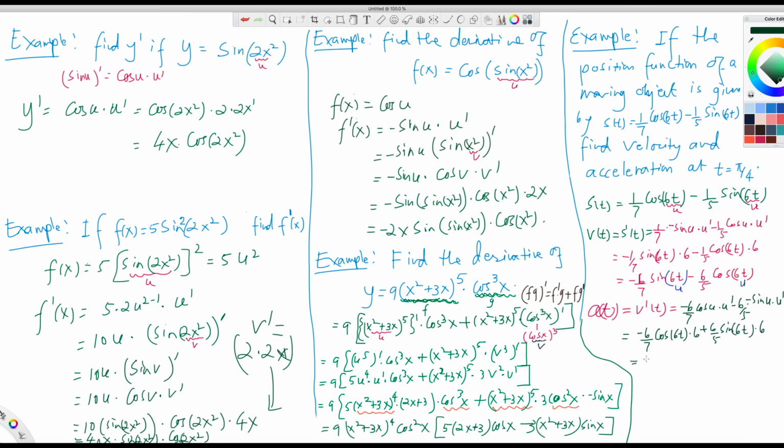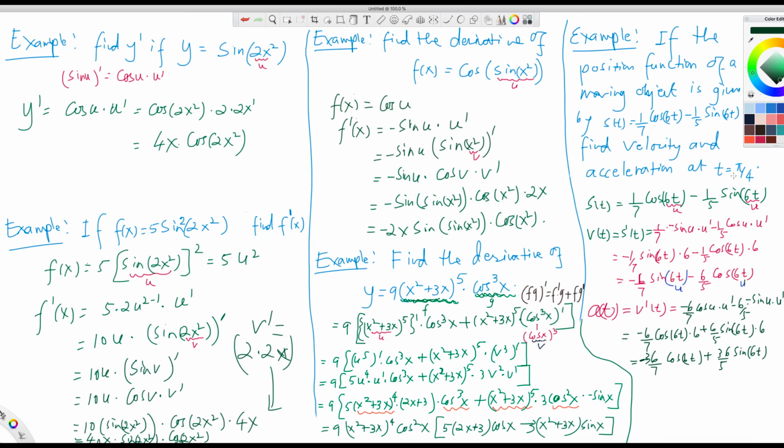So finally you get negative 6 over 7 times 6, which is negative 36 over 7, cosine of 6t, and then plus 36 over 5 sine of 6t. So that's the velocity function of t and the acceleration function of t.